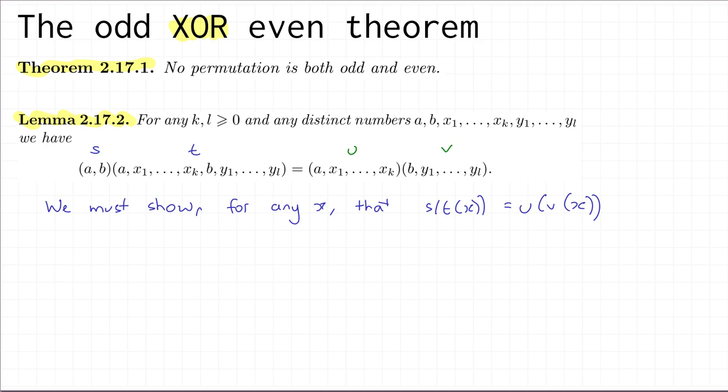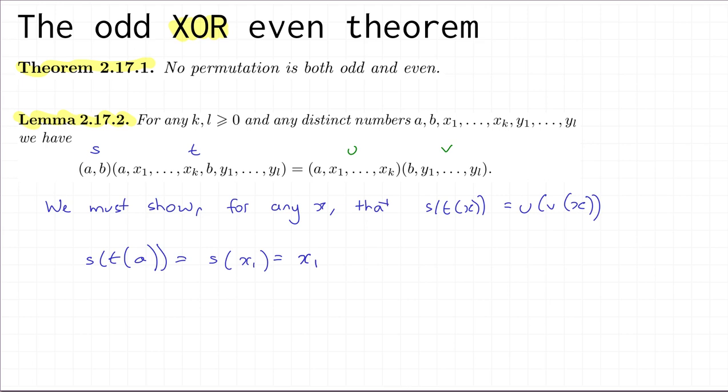So let's look at S of T of a. Okay, what is T of a then? T of a is equal to x1, as you can see from the definition of T. And remember, all of these numbers, a, b, x1, x2, x3 up to xk, and y1, y2, y3 up to yl, are distinct. They are all different. So x1 is not equal to a or b, and that means S of x1 is just x1 again.